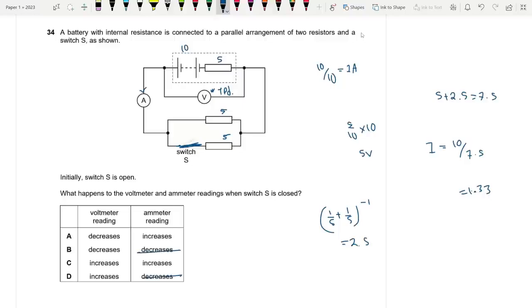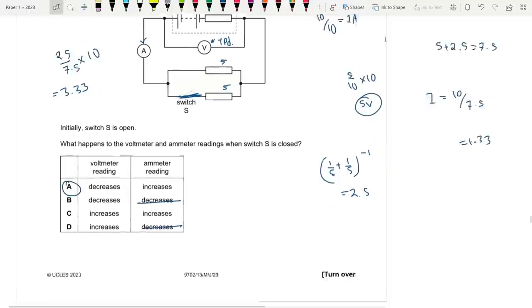However, since this section has a lower resistance now, it's 2.5, right? So 2.5 divided by 7.5 into 10, if you want to find out the terminal PD, this resistance divided by the total resistance into 10 gives you an answer of 3.33. So the terminal PD changed from 5 to 3.33. So the voltmeter reading must decrease. 34 must be A, okay?